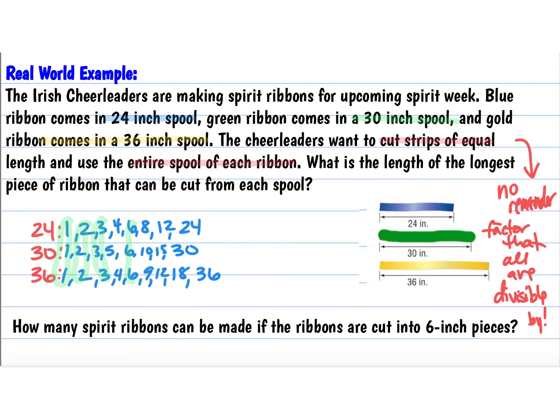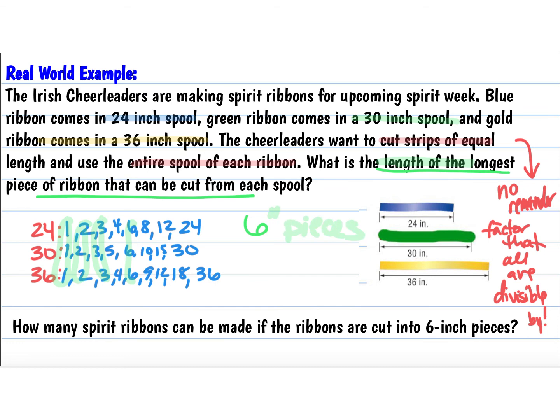So what that means is that is the length of the longest piece of ribbon that can be cut from each spool. To name that correctly, based on the question, what's the length of the longest piece, we would say that is 6-inch pieces. I'm suddenly using the highlighter.